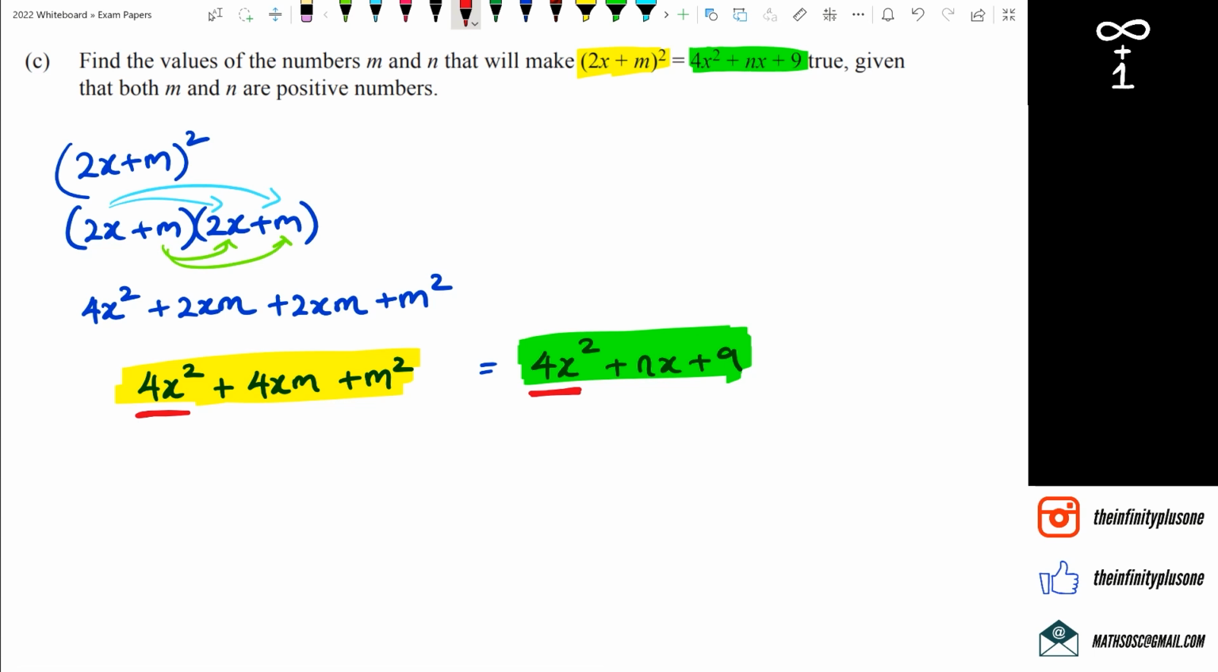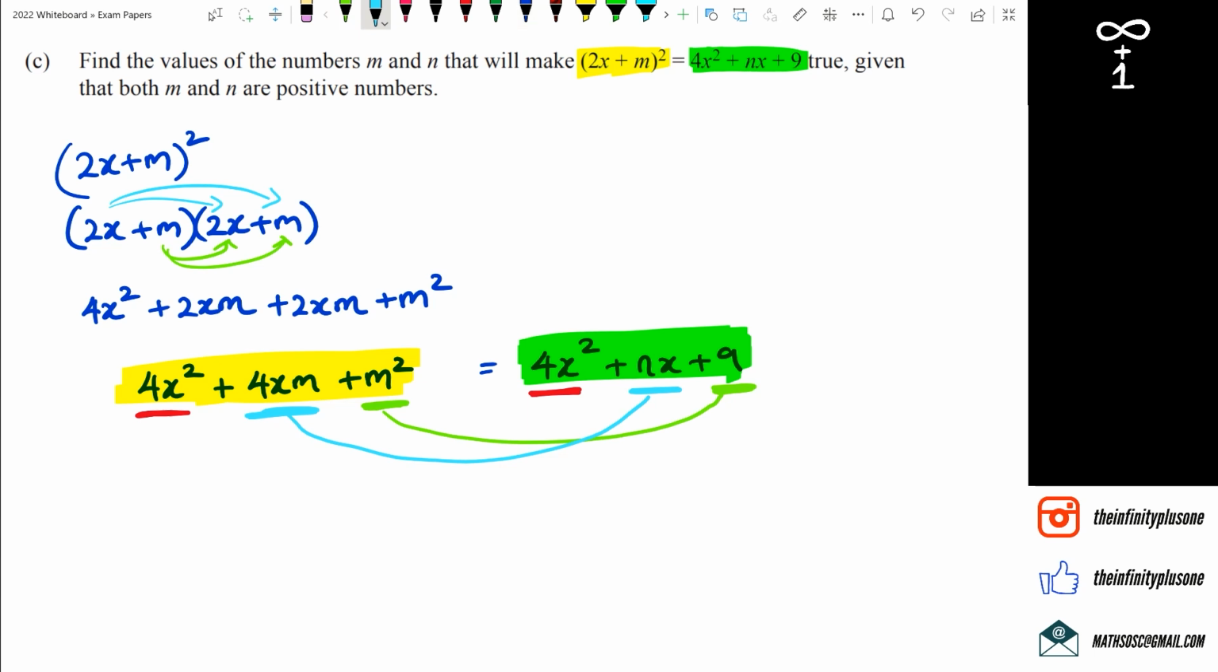The next thing we look at, in a different color, is 4xm and nx. That means 4mx should equal nx. Bear with me on that one. The final part is m², which does not have any x next to it, and the 9 by itself, which also has no x attached to it. That means m² is equal to 9, and 4xm is equal to nx.